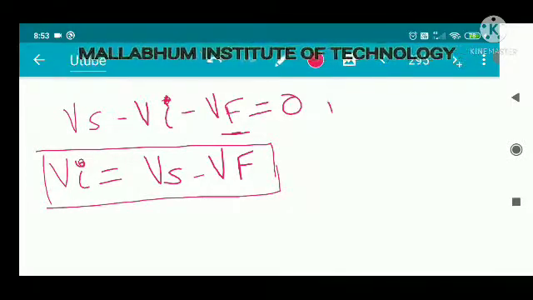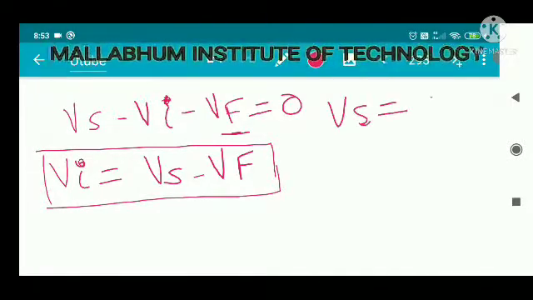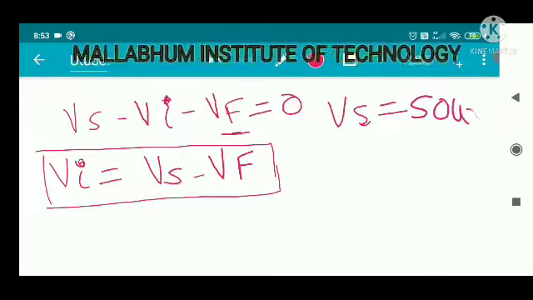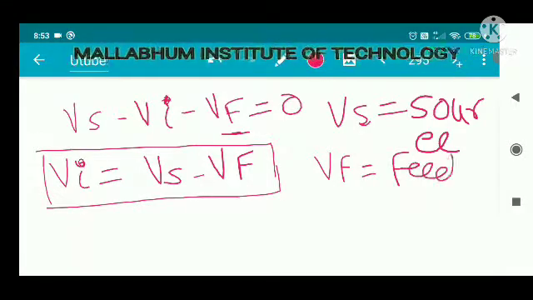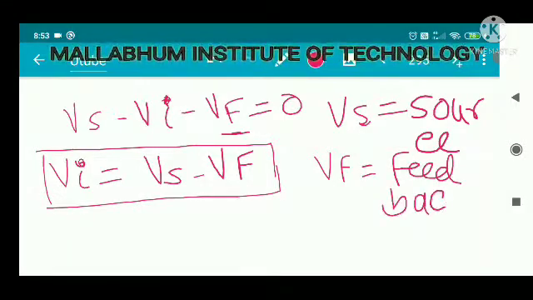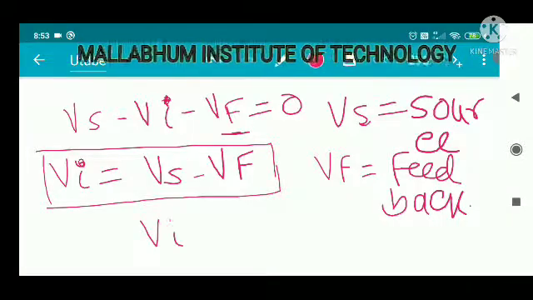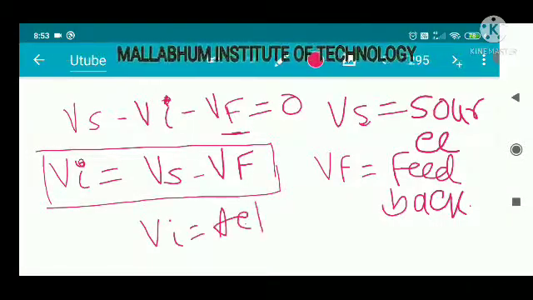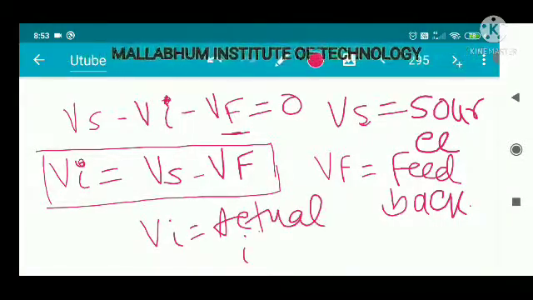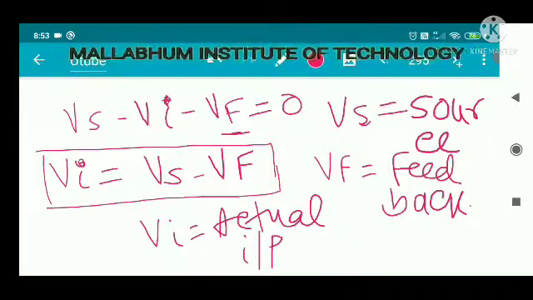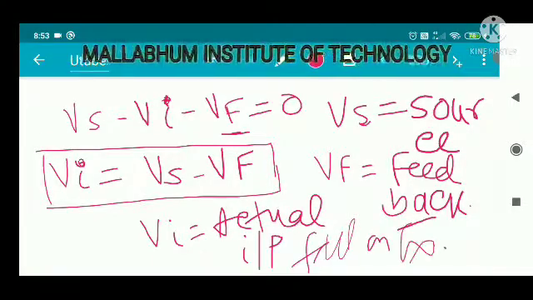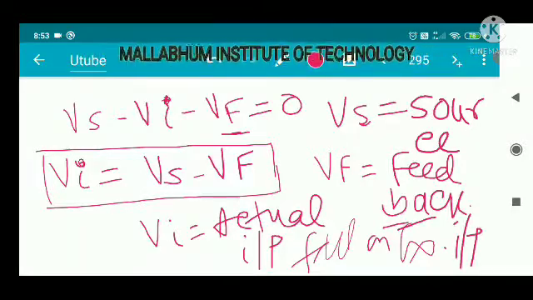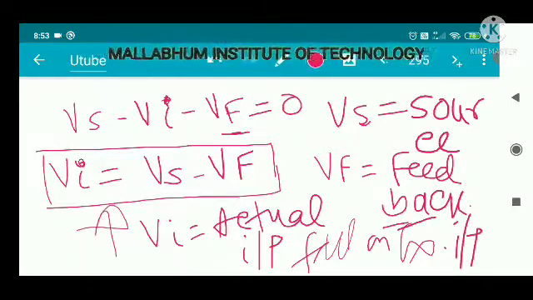Vs is the source voltage, and Vf is your feedback voltage. Vi is the actual input falling onto the transistor, that would be amplified.